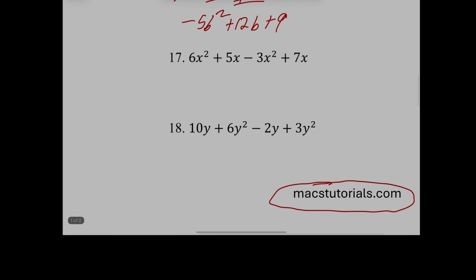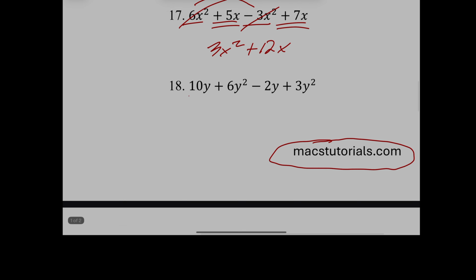Number 17, I have an x squared, I have an x, I have an x squared. Hey, cool. I have an x. Cool. So let's start with our x squared. What is 6x squared minus 3x squared? That is right, it is a 3x squared. Boom, boom. Now I'm not going to mix them up. Now I have a positive 5 and a positive 7, so that's going to give me a positive 12x.